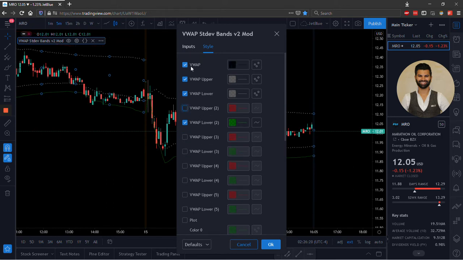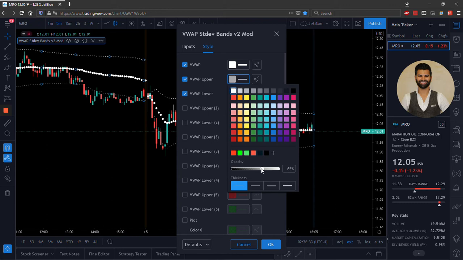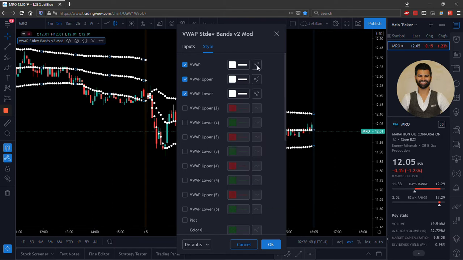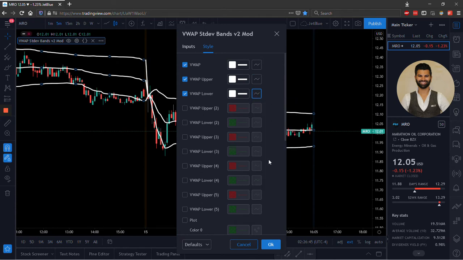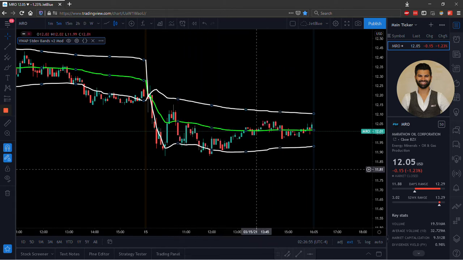You just want to keep VWAP upper and lower. Everything else unchecked. Let's make it white so it pops off the black. Let's make it a little bolder. Cool. Let's change this to line instead of circles. And that's it. Actually, the middle one, let's change the middle color to neon green. I'm going to tell you why in a second.